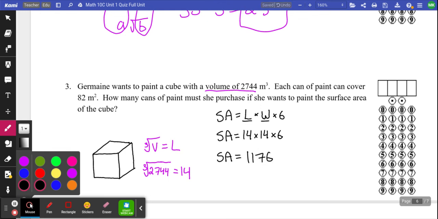1,176. The question asks you, how many cans of paint must you purchase? Well, 1 can of paint is 82. So you have to divide that by 82 to figure out how many cans of paint you need, and you get 14.34, but you can't buy a decimal of a can, right? So you have to buy 15 total cans of paint. You can't buy 0.3 of a paint. So the answer is 15.